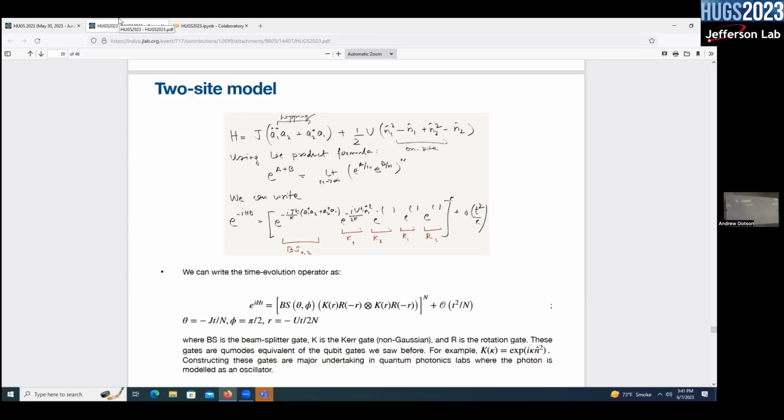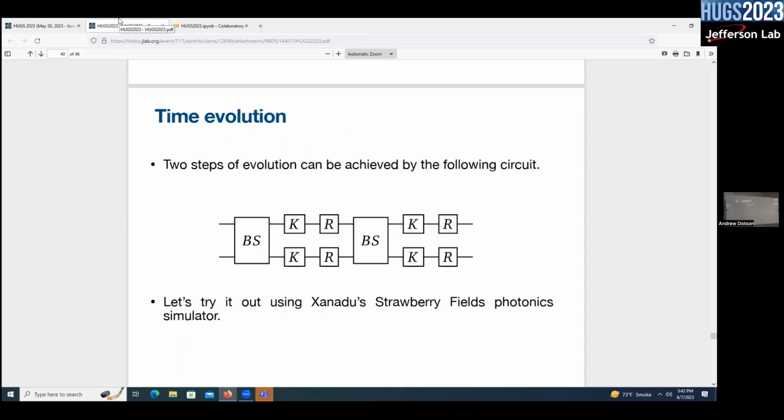And similar to what we were doing for qubit language, you can represent the time evolution, you can put a negative sign here, it doesn't matter, in terms of these gates, and you have to do this n number of steps, and these are the parameters for those gates, and people obtain interesting results. And for example, this is how a single time step circuit looks like. This is a beam splitter gate. This is some higher polynomial gate known as the Kerr gate. This is the rotation gate.